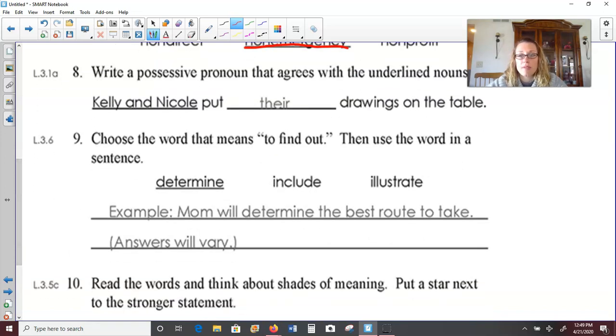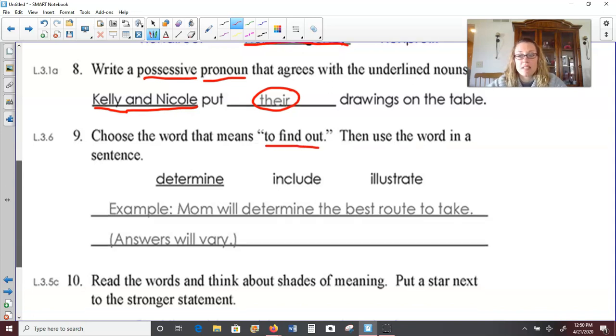Number 8, write a possessive pronoun that agrees with the underlined nouns. Possessive means it's showing ownership, and a pronoun, remember, takes the place of a noun. It takes the place of saying somebody's actual name. So Kelly and Nicole put blank drawings on the table. So instead of saying Kelly and Nicole, put Kelly and Nicole's drawings on the table. In order to talk about both Kelly and Nicole, we could use the pronoun their because the drawings are theirs. It belongs to them.